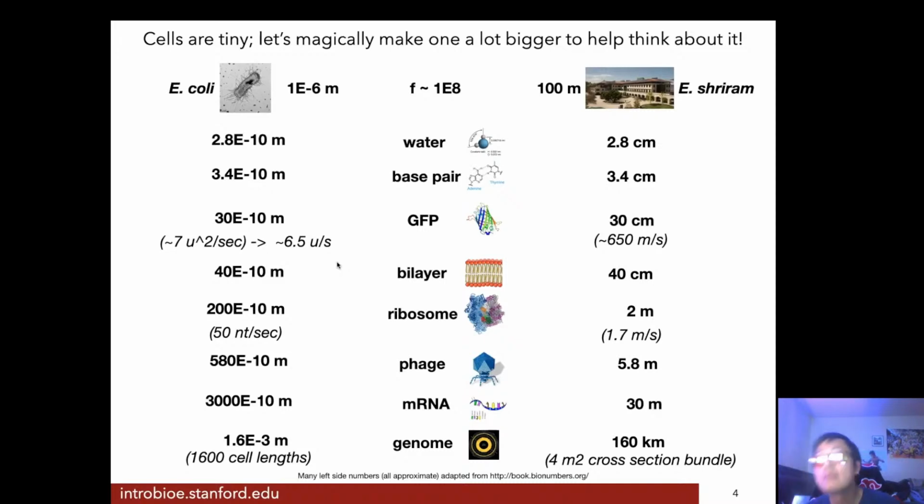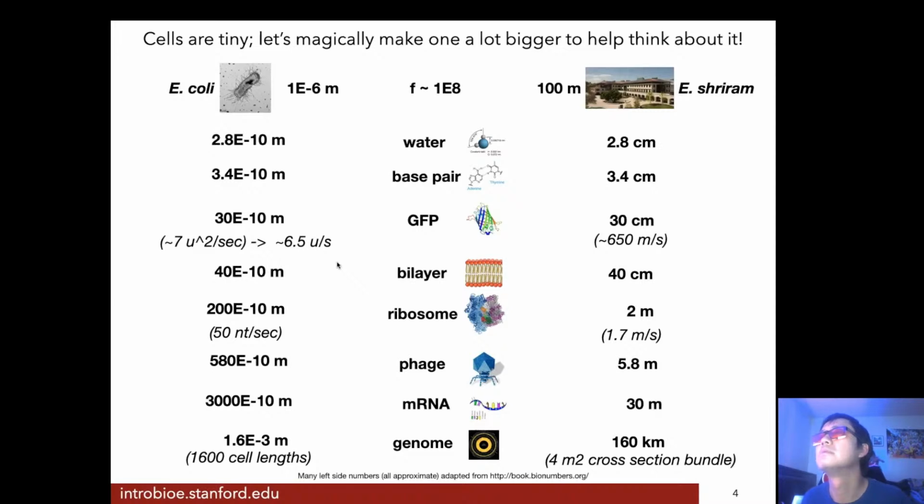The bilayer encapsulating things, 40 centimeters, almost half a meter. The ribosome that's making proteins, it's 2 meters tall, about 6 feet tall. That feels friendly. Like I can deal with that. The phage, this virus that could be infecting a cell, is kind of intimidating. It's 6 meters. Wow. Interesting to think about that.